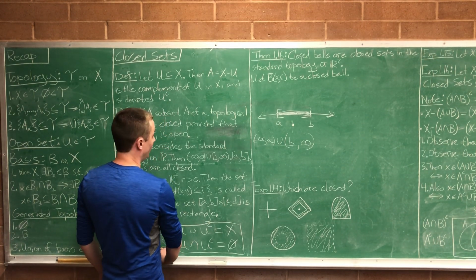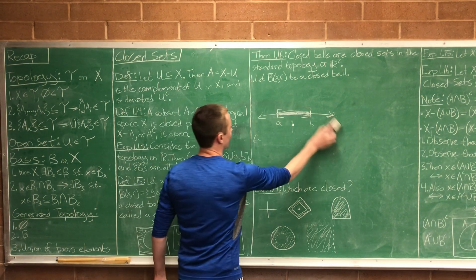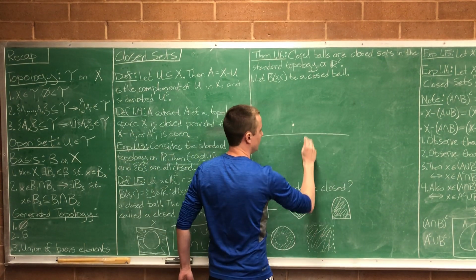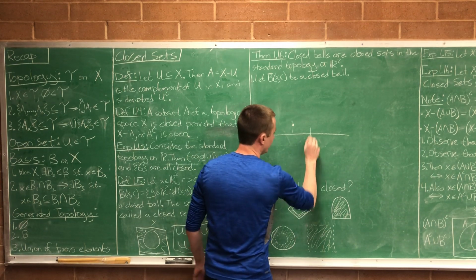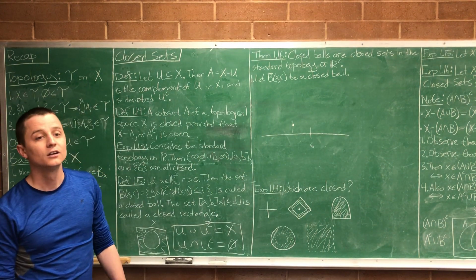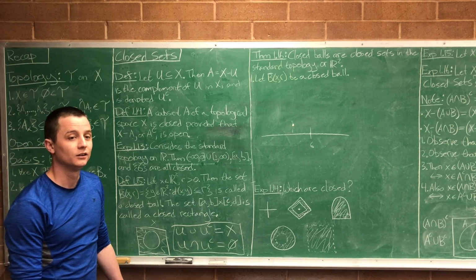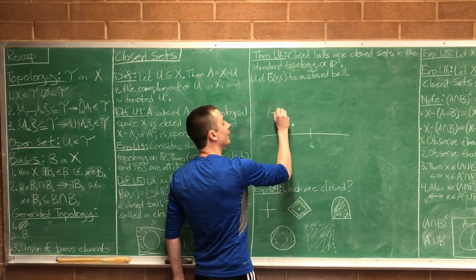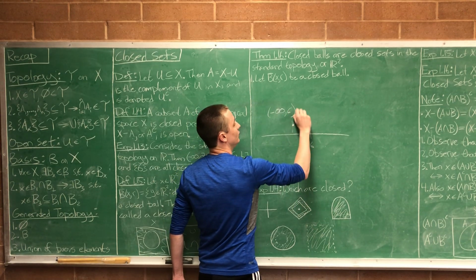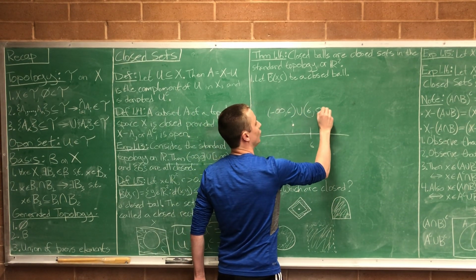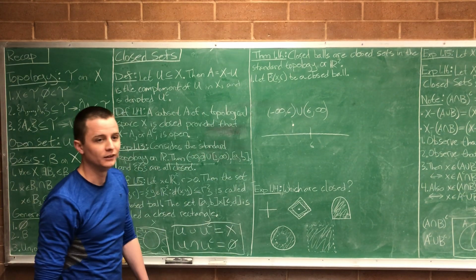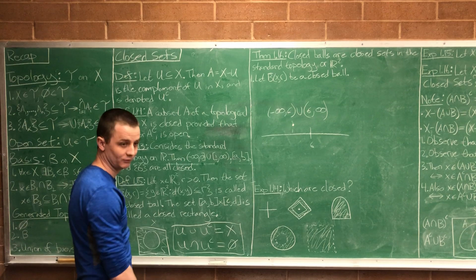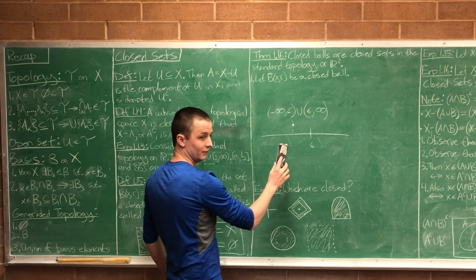Good? Alright, let's look at the last one. We said the set {6}. Now here's a trick one. 6, just that point. Is that closed? Yeah. So you're telling me that negative infinity to 6, union with 6 to infinity is open? Sure. Because you're not including 6. Everything but 6, yep, that's open. Therefore {6} is closed. Yes.